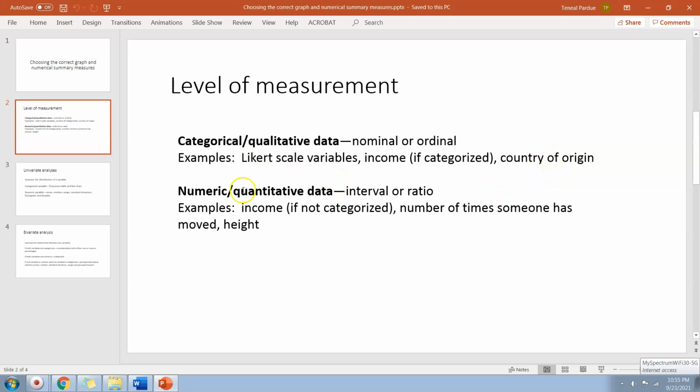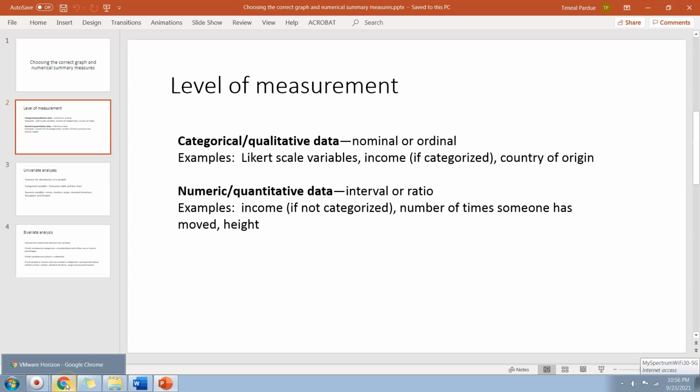If it's not categorical, it's numeric or quantitative, like quantities. And it doesn't matter whether they're interval or ratio, it's all quantitative. Income is a numeric variable if it's not categorized. So if they just ask people their income and let them give the number, that's going to be numeric. Number of times somebody has moved in their life, that's a number, 1, 2, 3, 4. And somebody's height would be numeric.